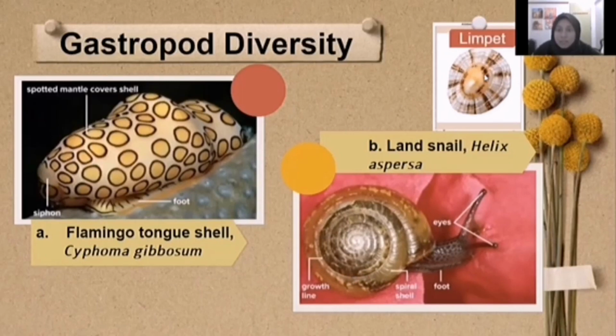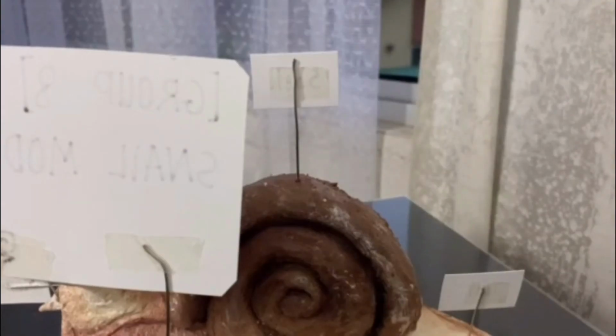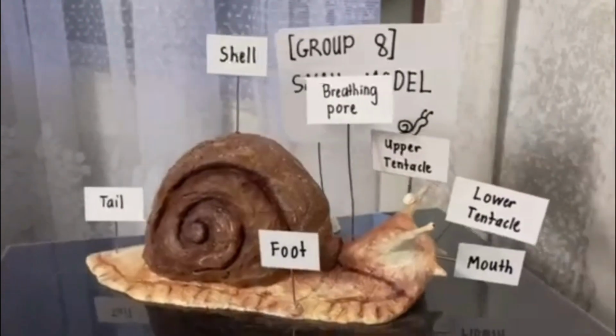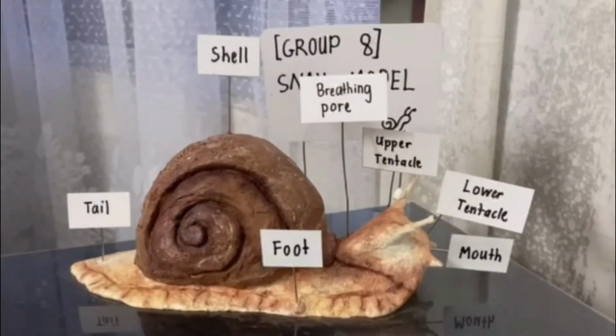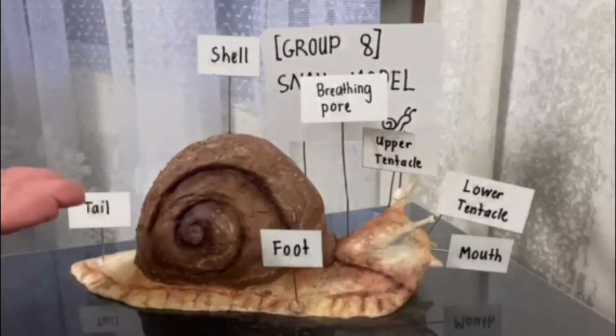This is a picture of a limpet, which is also a gastropod. For the 3D model, our group has decided on a snail. Snails are examples of gastropods. Here is the model. As you can see, there are many labels on the snail. Snails in general have many structures, and each structure has its own function and abilities. So, let us go through the structures one by one.